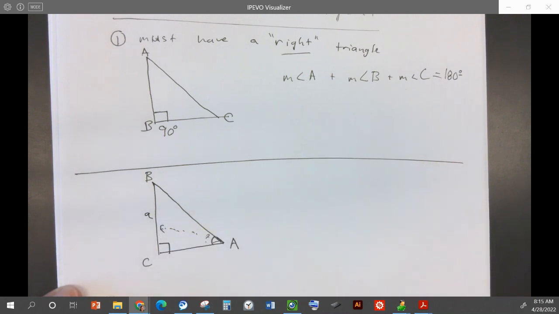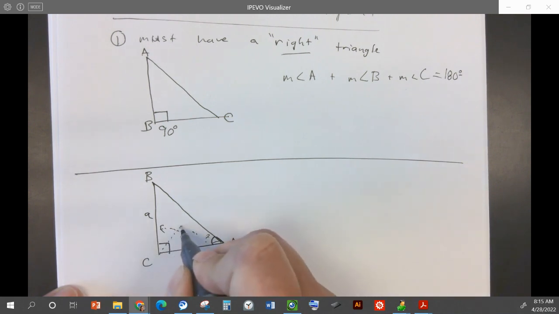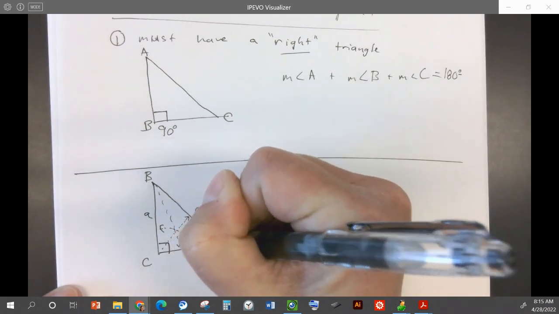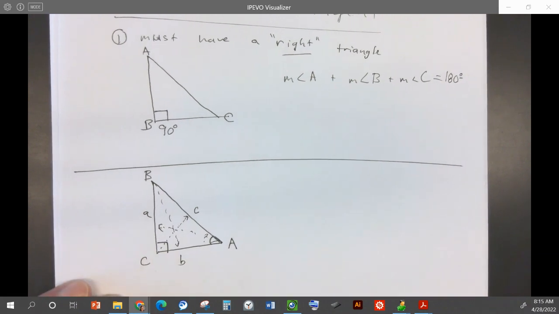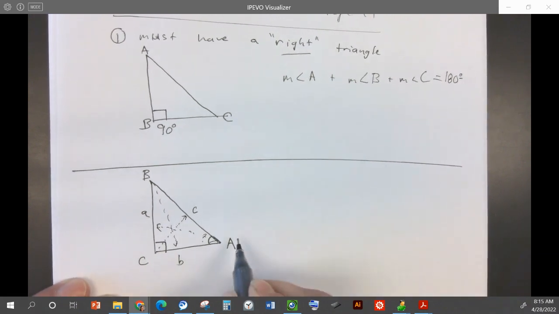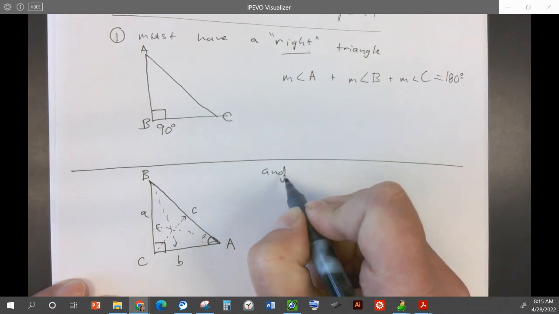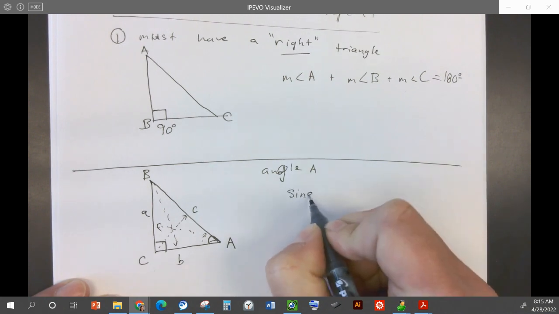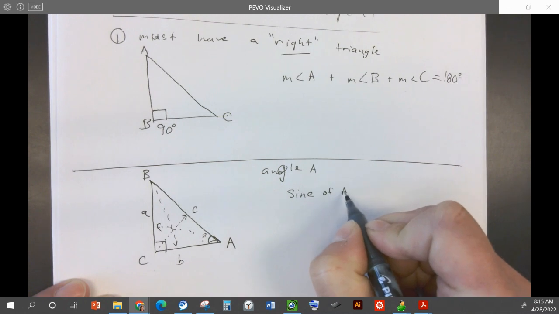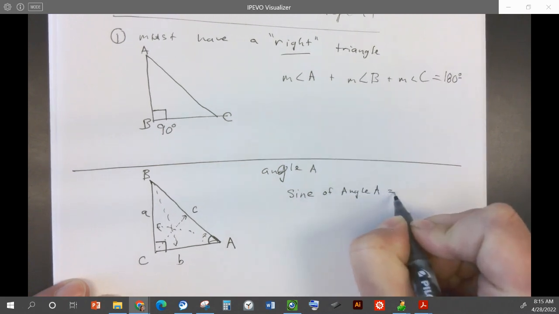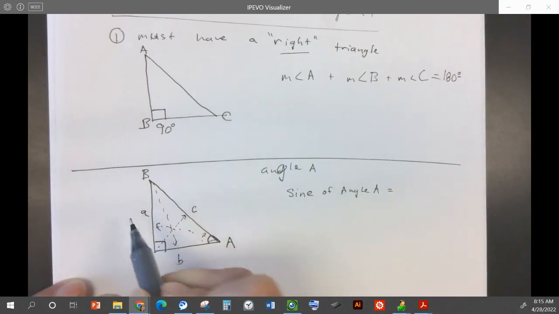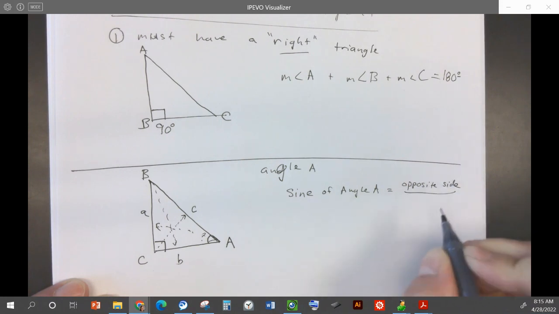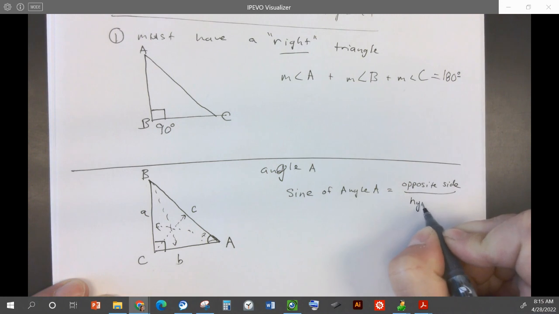Across from angle A, I have side A. I'm going to use lowercase letters for the sides. Across from angle C, I have side C, and across from angle B, I have side B. Now we're going to start getting into our relationships. If I'm looking for the sine of angle A, that's going to be the opposite side over this other side called the hypotenuse.